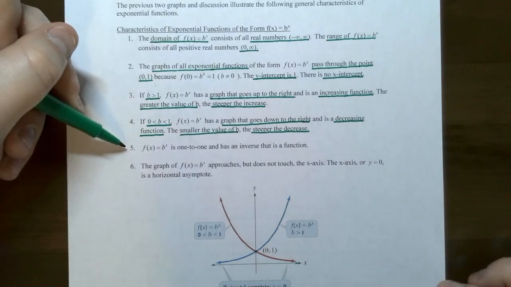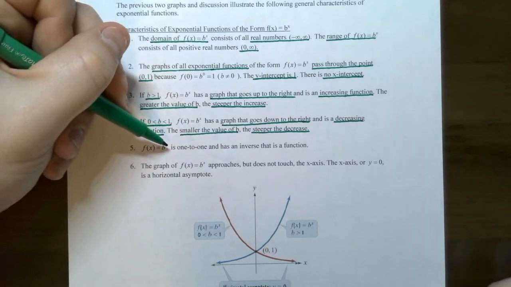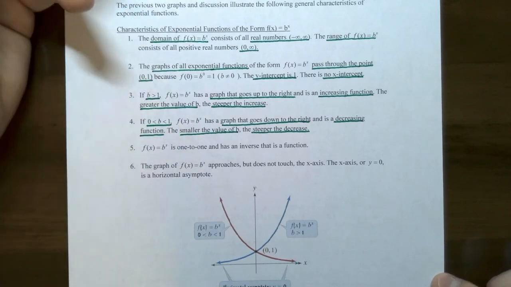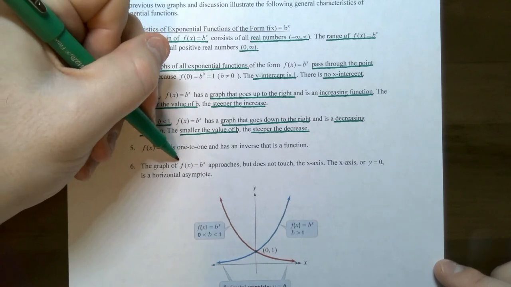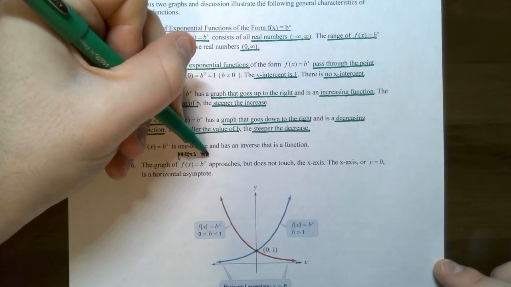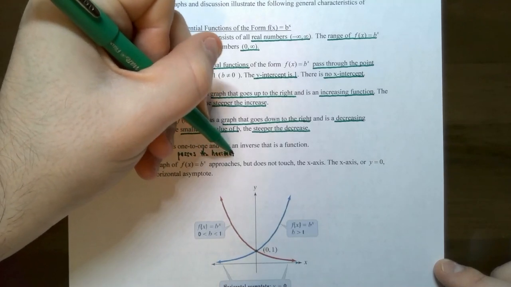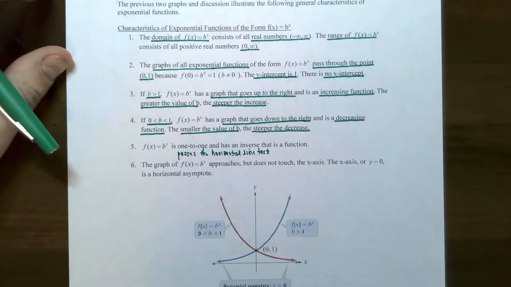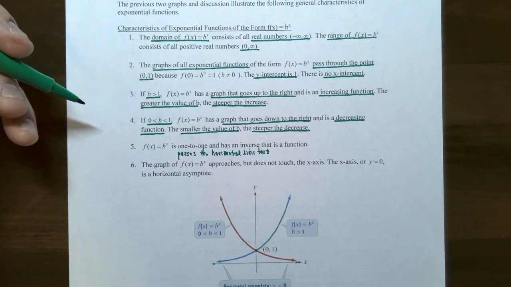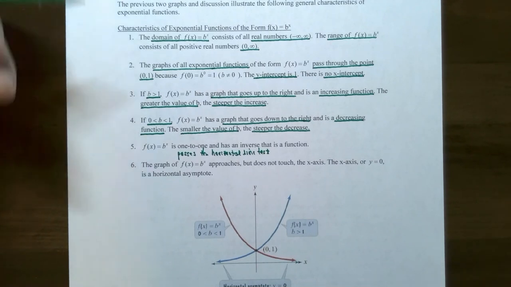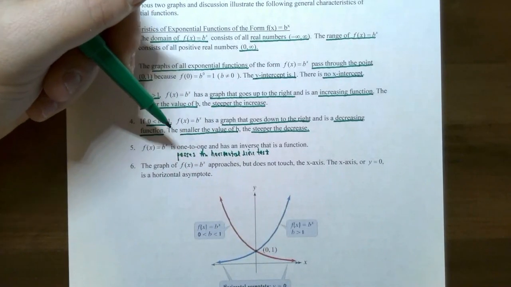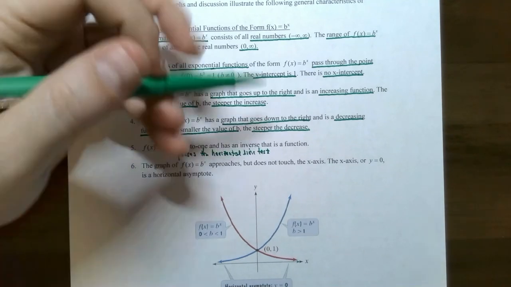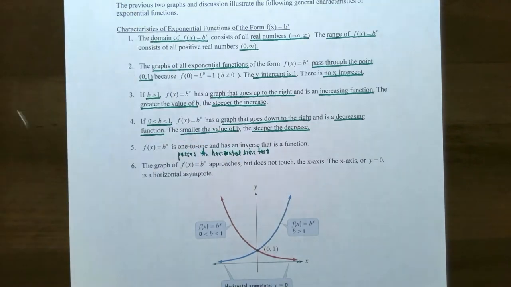Characteristic number 5 we haven't talked about yet, but this connects ideas that we've seen earlier in the class. An exponential function is 1 to 1. If you remember what that means, 1 to 1 meant the graph passes the horizontal line test. That means you can draw a horizontal line that will pass through the graph no more than once. And what's the connection with the horizontal line test? It tells you whether you have an inverse function or not. So exponential functions do have an inverse, and we'll talk about the inverse in the next section.